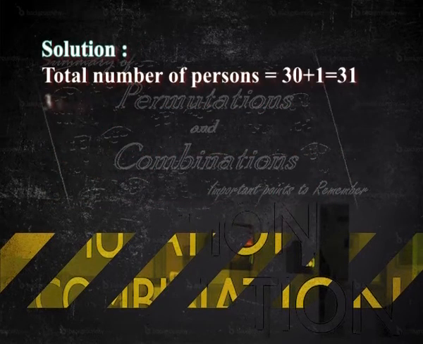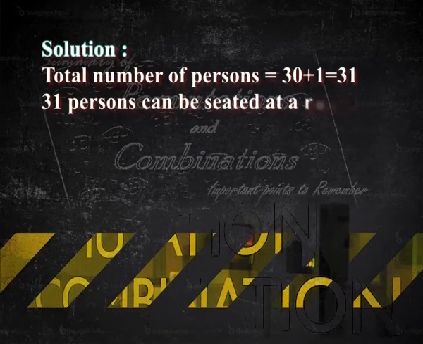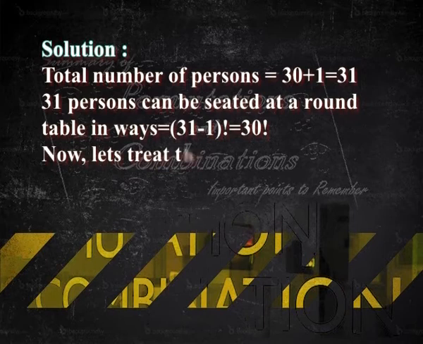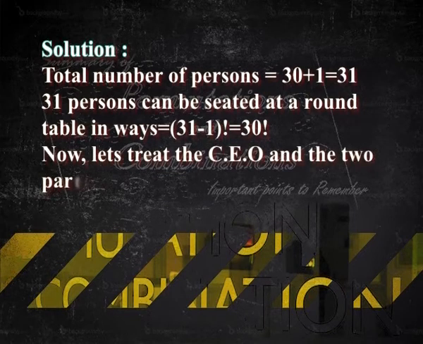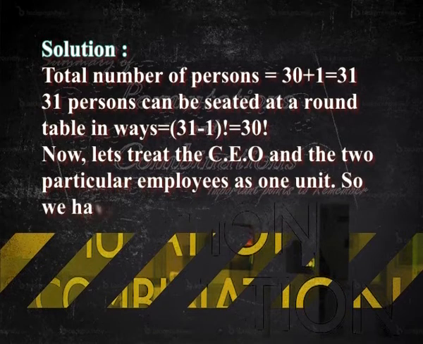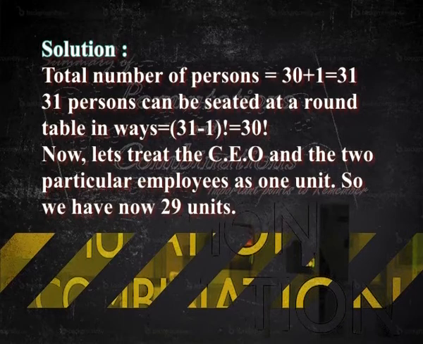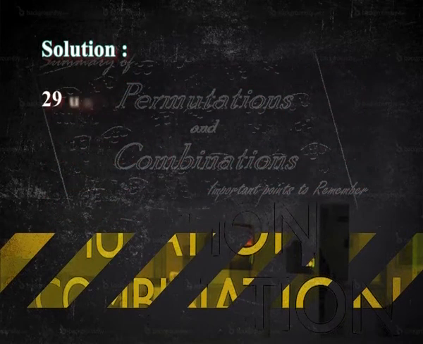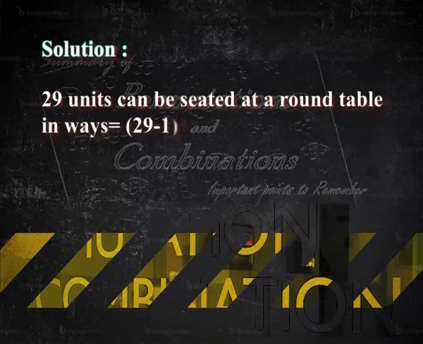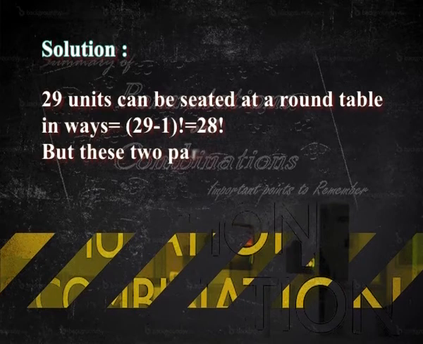Total number of persons here is 30 plus 1, that is equal to 31. Now 31 persons can be seated at a round table in a number of ways equal to 31 minus 1 factorial, that is equal to 30 factorial. Now let's treat the CEO and the 2 particular employees as one unit. So we have now 29 units in total. 29 units can be seated at a round table in the number of ways given by 29 minus 1 factorial, that is equal to 28 factorial.